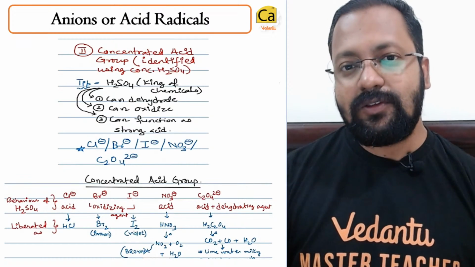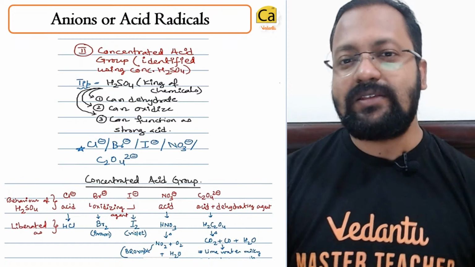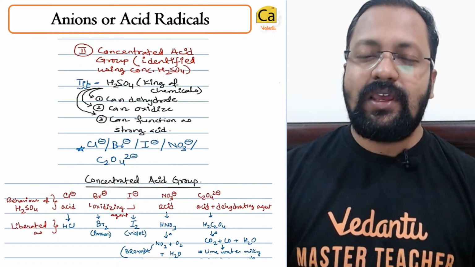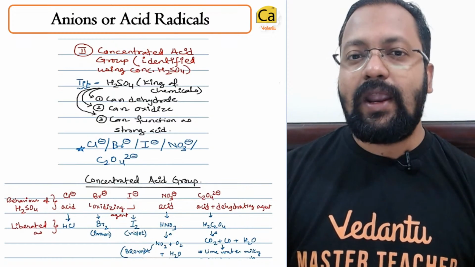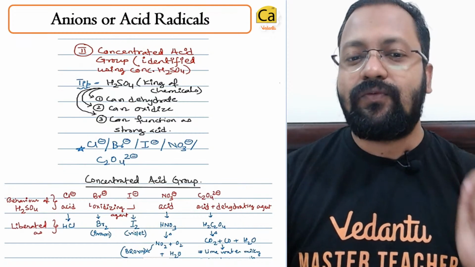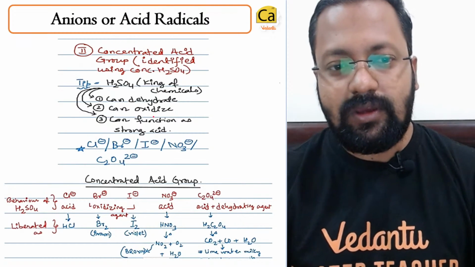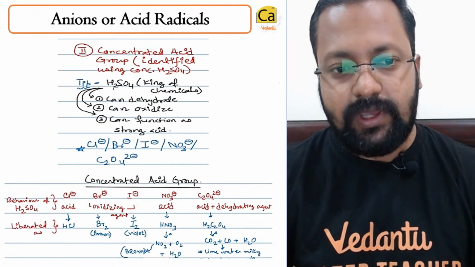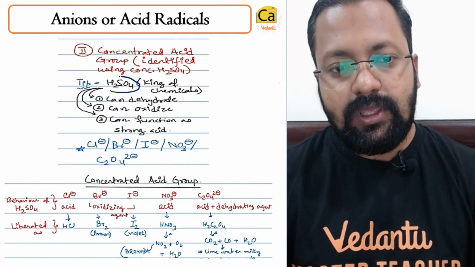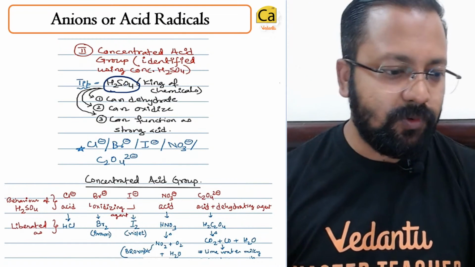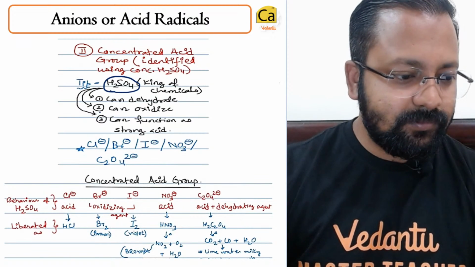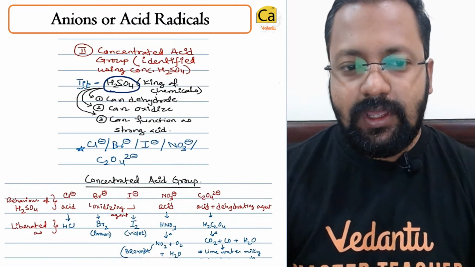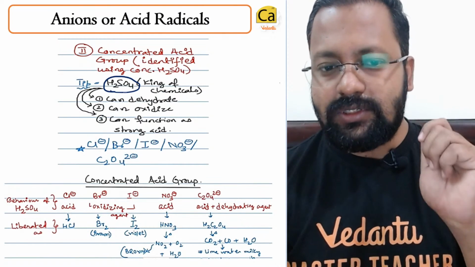और इन anions को detect करने के लिए, to detect these anions that have less tendency to take up H+, the reagent which is required is concentrated H2SO4. So you can see over here that we are utilizing concentrated H2SO4. It is derived from concentrated H2SO4.